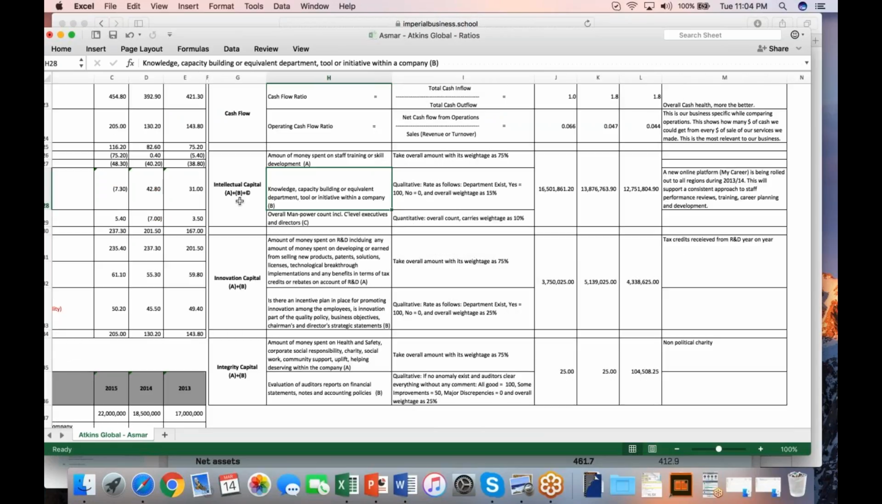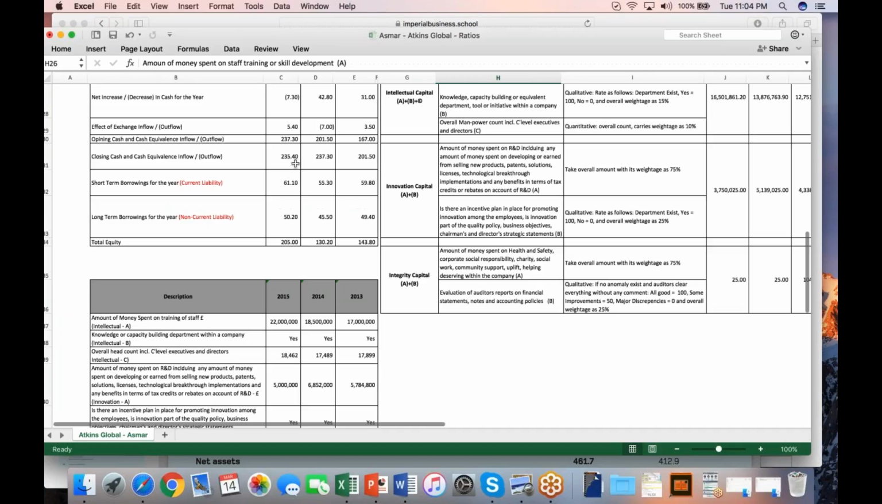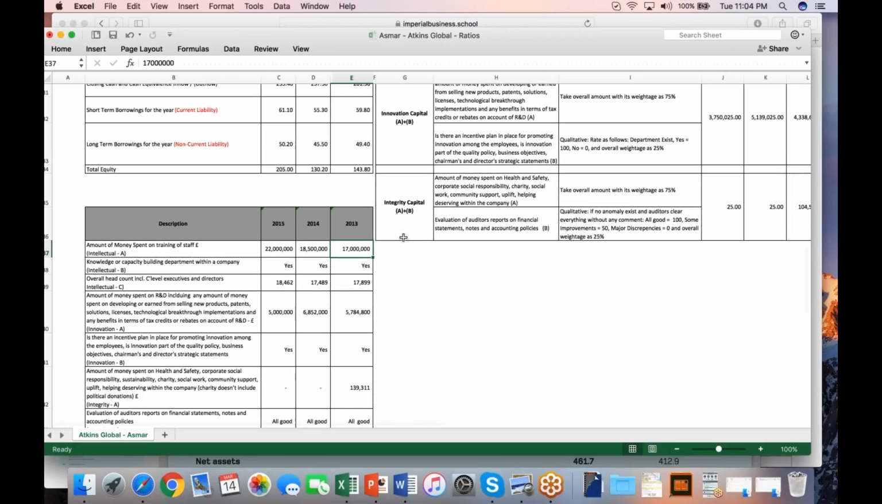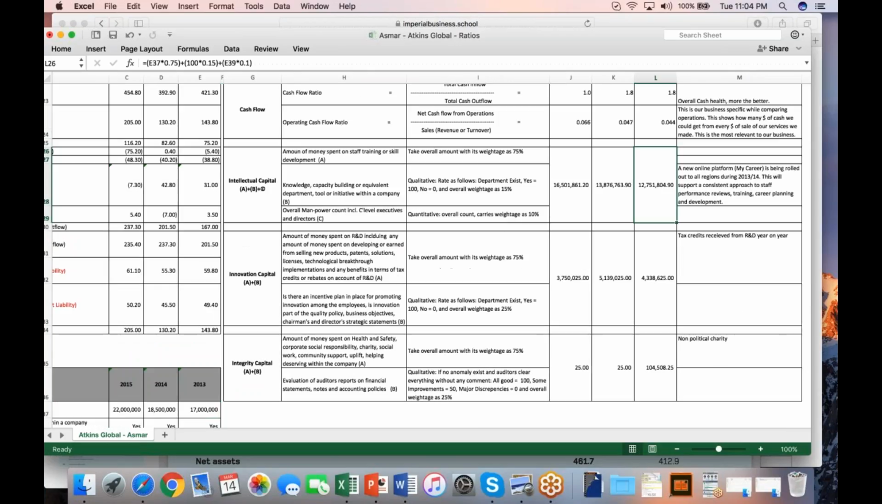Yeah, let's quickly go. Okay, so intellect. What I've done is I have simplified these further. So these are three, these are two, then these are two also. So let's go by intellectual first. Amount of money spent on staff training or skill development. Clearly, I got 17 million pounds in 2013. So I put it in there. 17 million pounds in 2013, multiplied by 0.75, which carries 75% weightage.